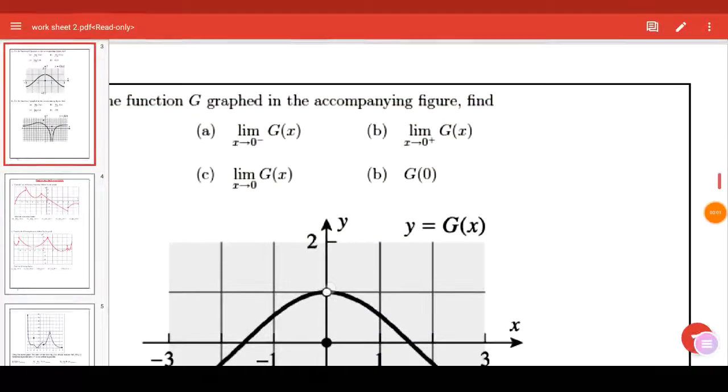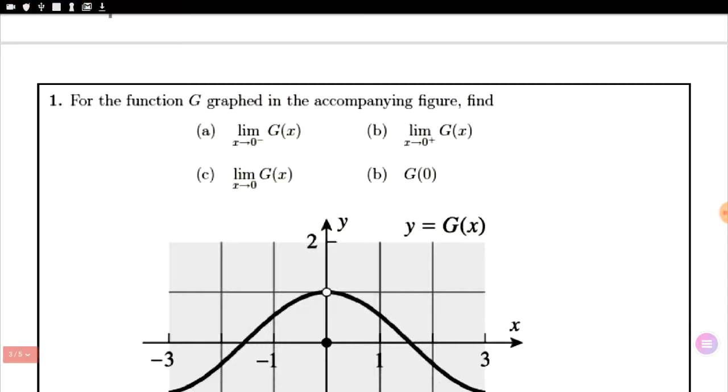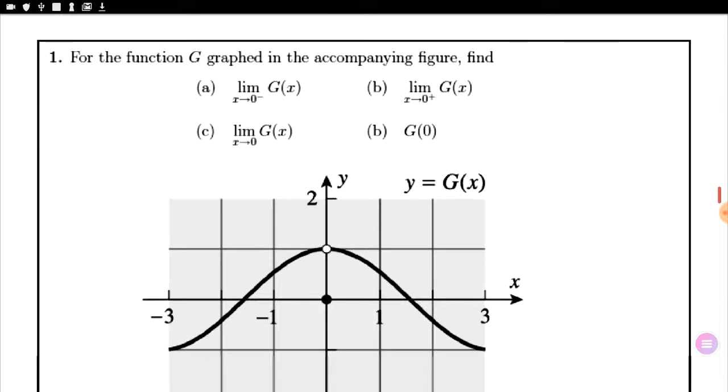Hello everyone. Today we are going to complete worksheet 2, which is about finding the limit of a function graphically, or when the limit of the function fails to exist. I will just continue this lesson here. How to solve this problem?